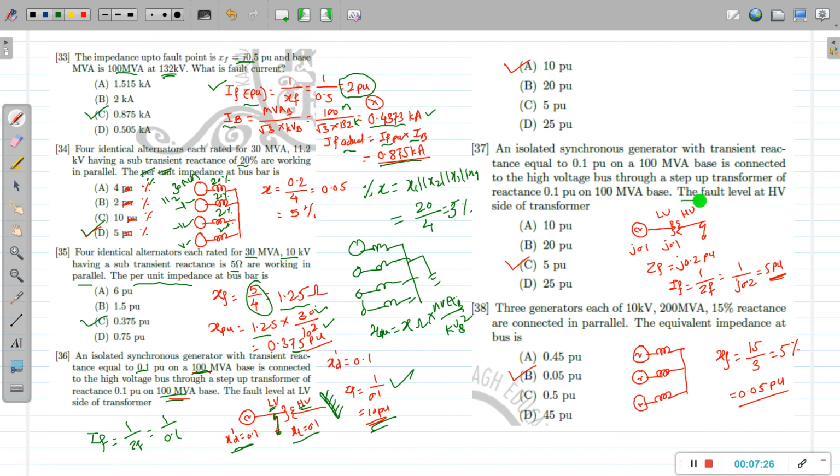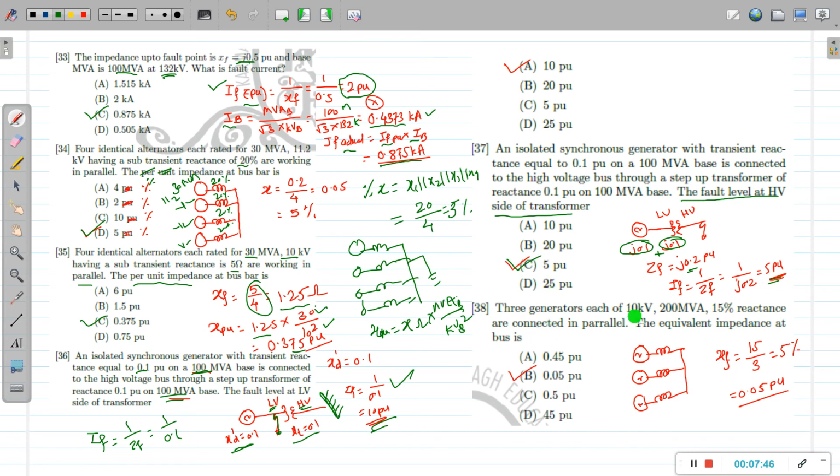The same problem is asked, but here the fault is given on the HV side of the transformer. If the fault is at the HV side, the opposition is due to two reactances, generator and transformer reactance. So the addition of these two, that is the fault reactance, is 0.2. So IF is equal to 1 upon ZF, that is 1 upon j0.2. It comes to 5 per unit.